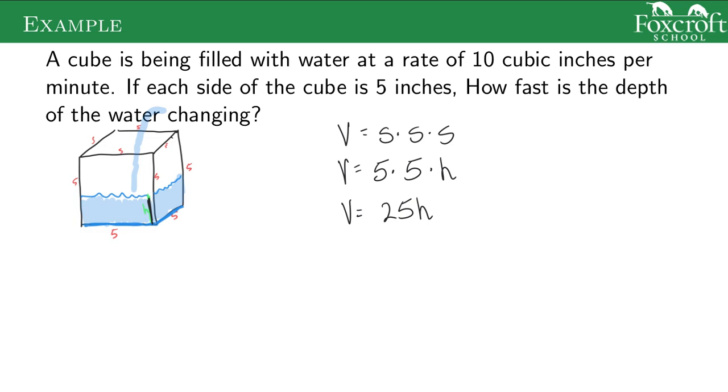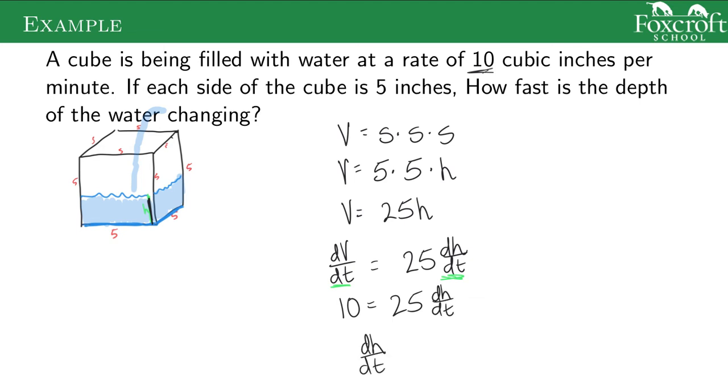Now that we have an equation, we can switch to our rates. We take our derivatives, so dV/dt equals 25 dh/dt. We're trying to figure out how the height's changing, so we're not going to plug that in. We do know how the volume's changing, because I'm putting in 10 cubic inches of water per minute. That's going to change the volume of the water in the cube, and we know that rate is 10. Then we just need to divide. The change in height is going to be 10 divided by 25, which is 2/5.